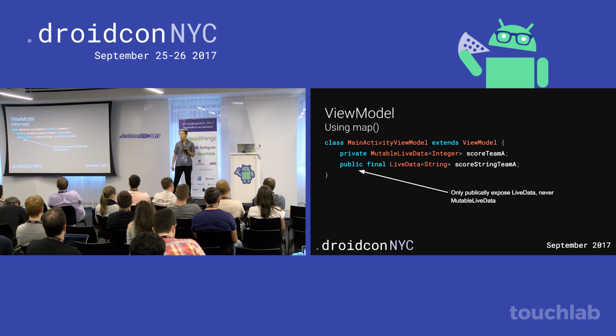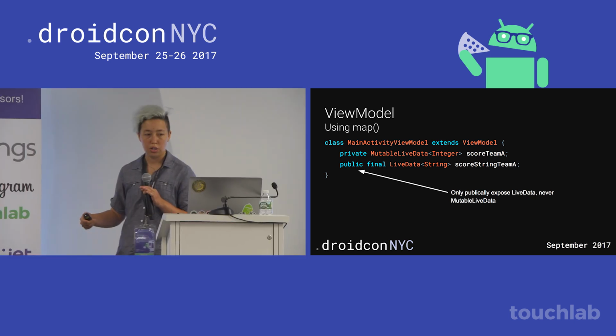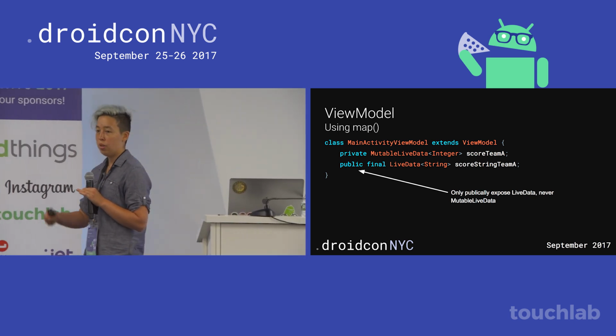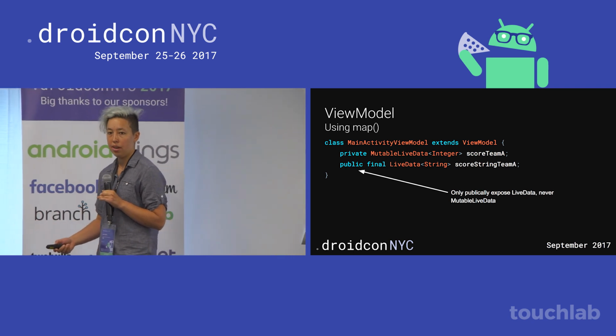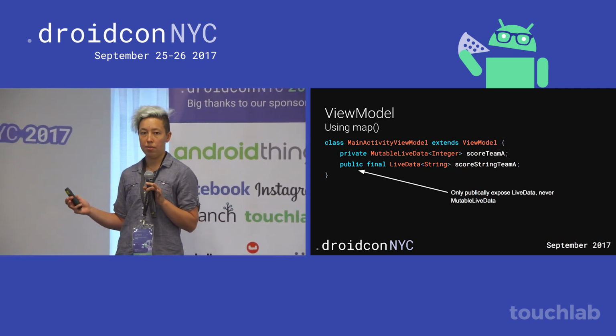A general rule of thumb is that you'll only ever publicly expose LiveData outside of the view model, whereas inside of the view model you can use MutableLiveData. By using this encapsulation, you're ensuring that the view model is always the one doing all the editing and processing of your LiveData, and everything outside of there is just observing the LiveData.